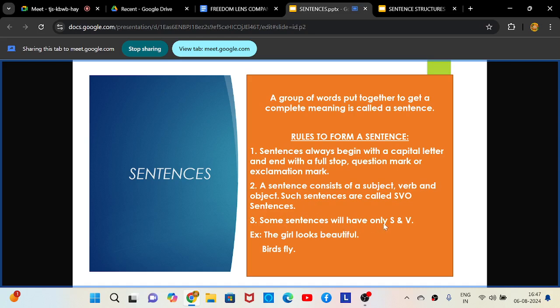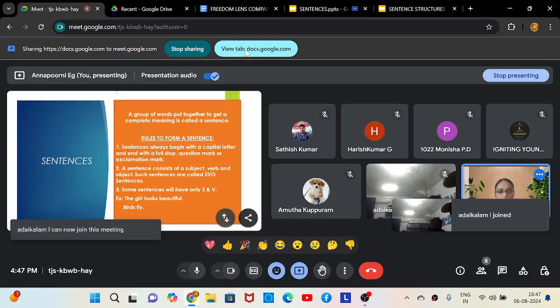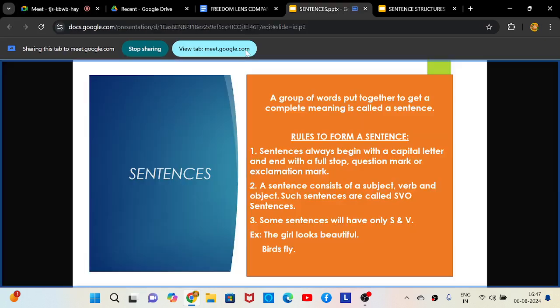And some sentences will have only S and V. Some sentences will have only subject and verb. That also we will be discussing in the next class. That's also a special case that is involved in grammar. For example, we have two sentences here for you to study. The first one is, the girl looks beautiful.